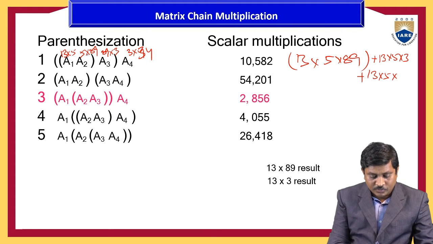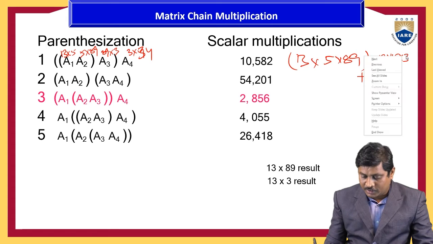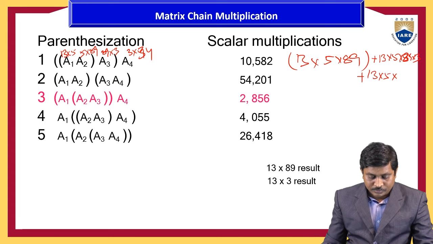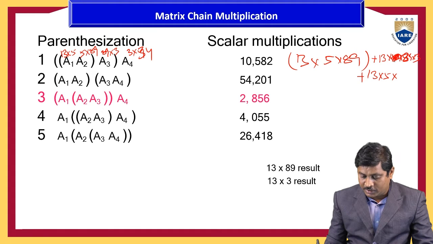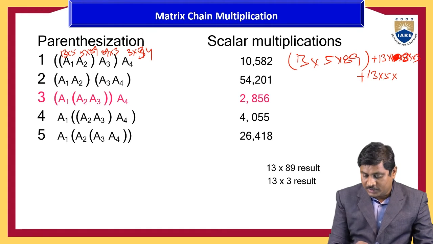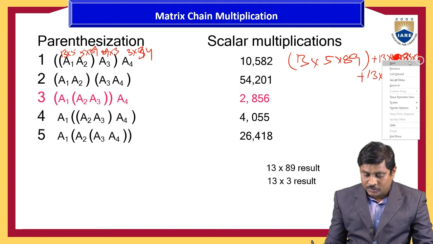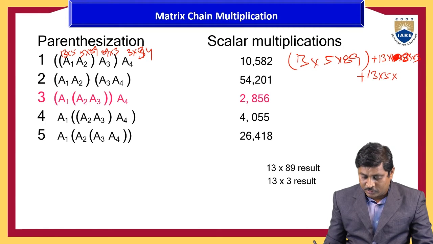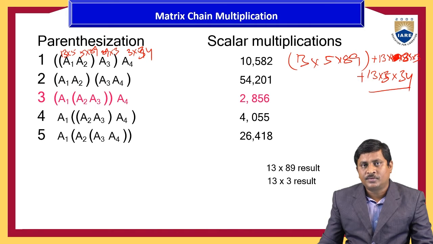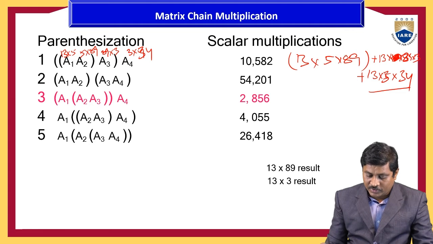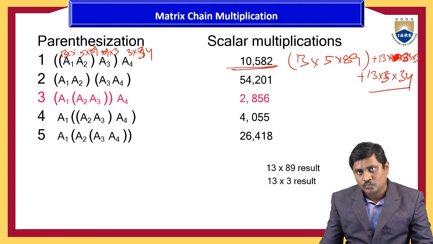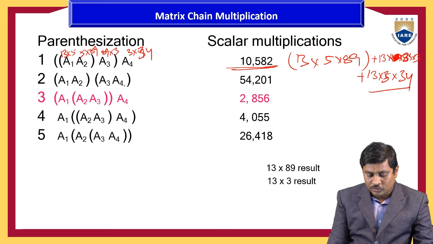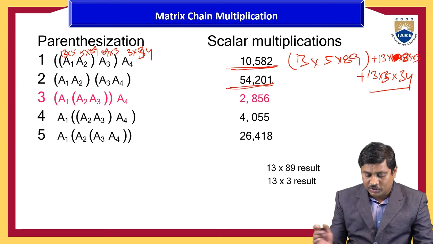13 into 5 into 89 is common, we write it one time, then 89 into 3. So now 13 into 89 into 3. Multiply these values, 13 into 89 into 3. Then 13 into 3 into 34. These are the scalar multiplications. The sum of all these values is 10,582. Similarly, for A1, A2 into A3 into A4 we get 54,201.